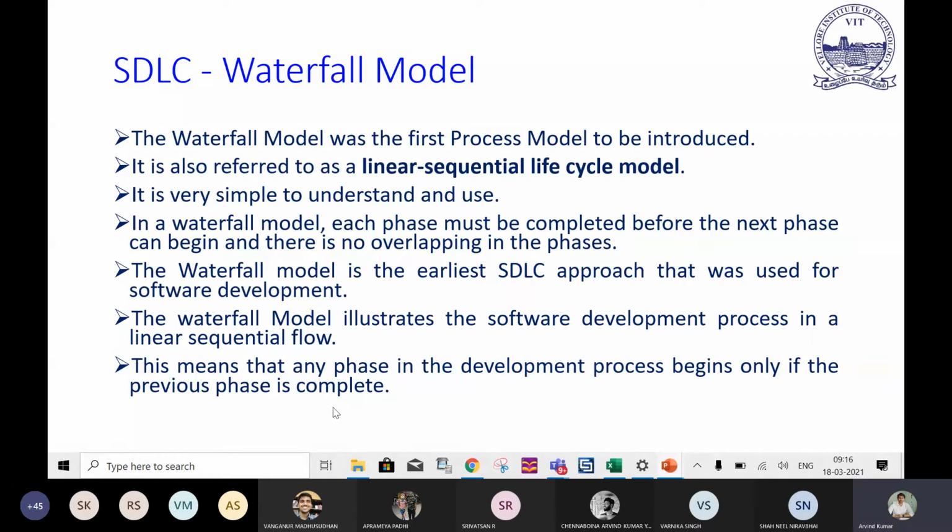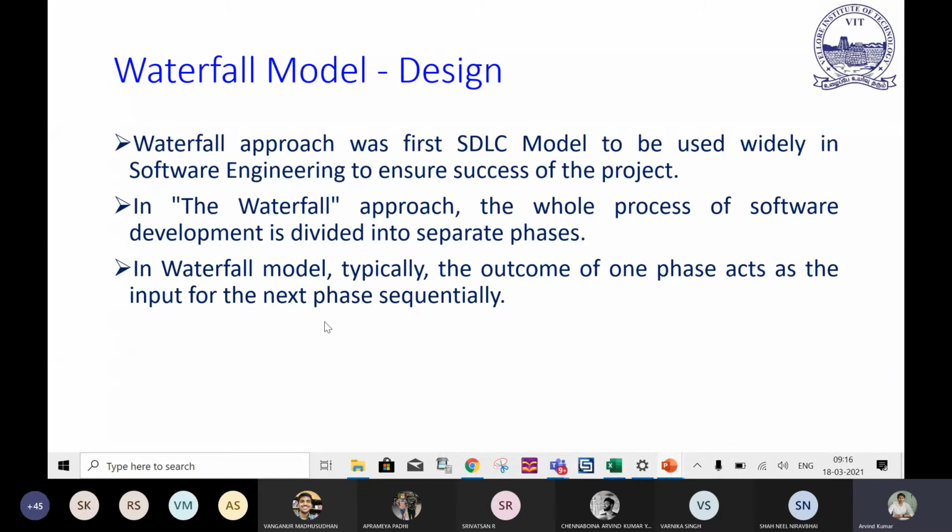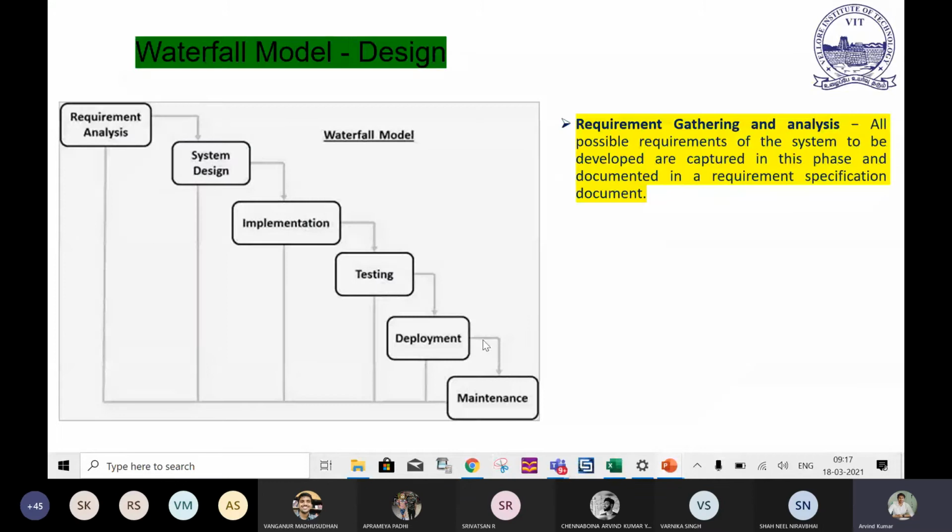Waterfall model: this is the same thing, some redundant terms. In the waterfall approach, the whole process of software development is divided into separate phases. Now, one by one, what is discussed in requirements: as we discussed earlier, all possible requirements of the system to be developed are captured in this phase and documented in the requirement specification document. So here some documentation would be made as per the customer's requirement. The point to be noted is that this module's functionality will get over here itself. After that, no modification would be possible. You will then step towards the next phase.